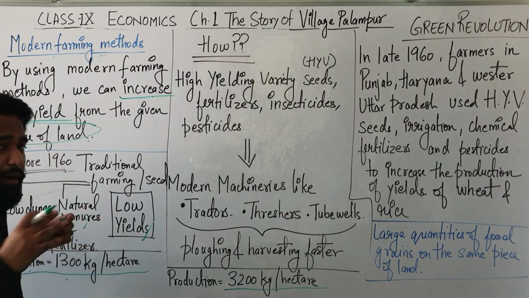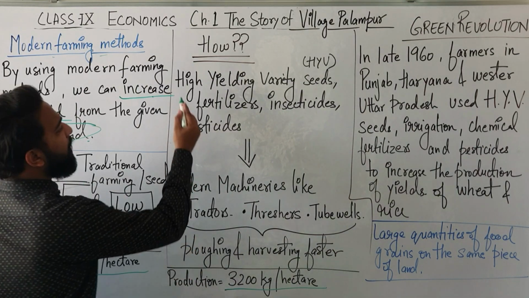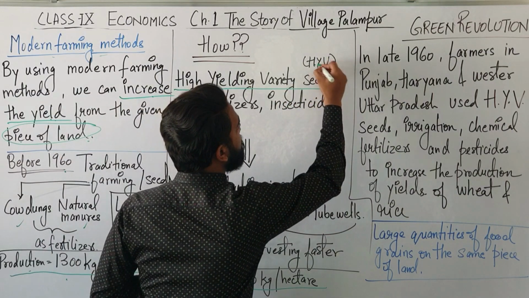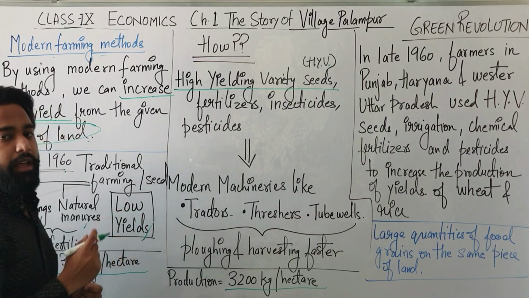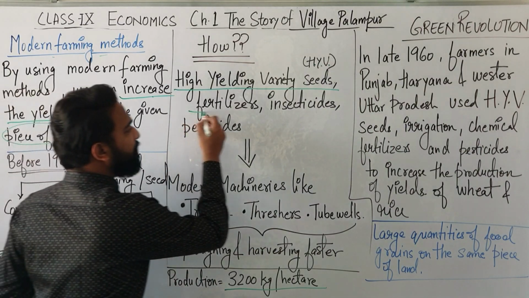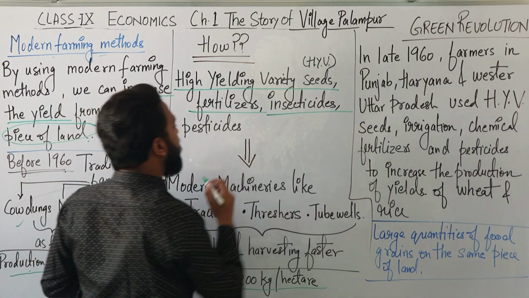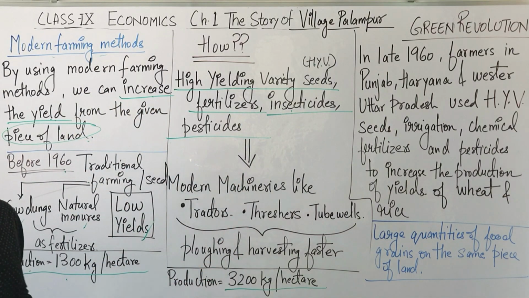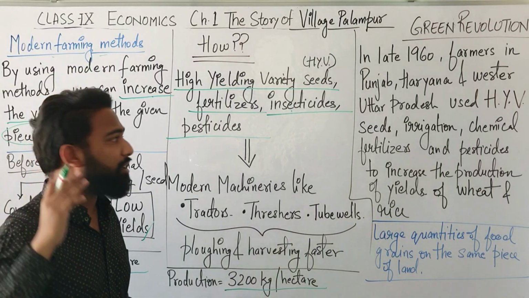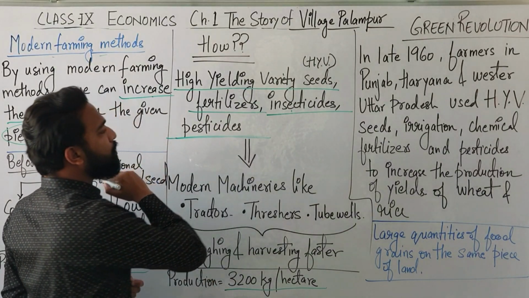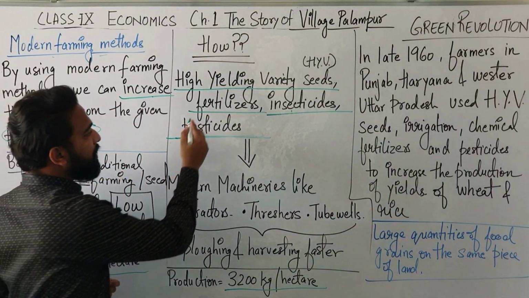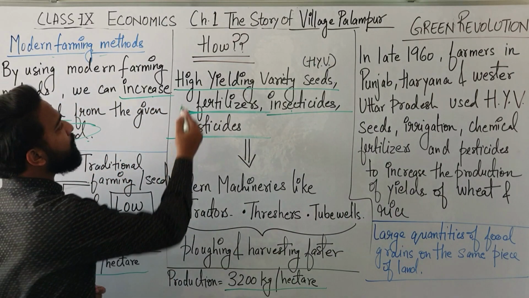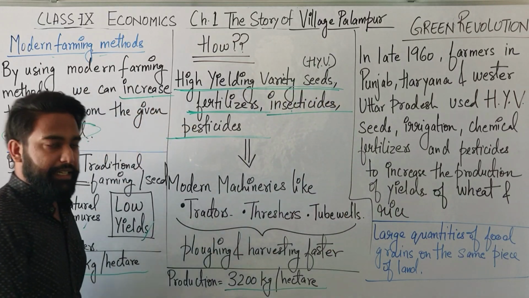How did it happen? By using high yielding variety seeds, popularly known as HYV seeds. Also, they used the latest fertilizers, insecticides, and pesticides. You know what is insecticide? To remove the insects away from the agricultural field. To remove the pests, we use pesticides. To increase the fertility, we use fertilizers. And to have better seeds, we use high yielding variety seeds.